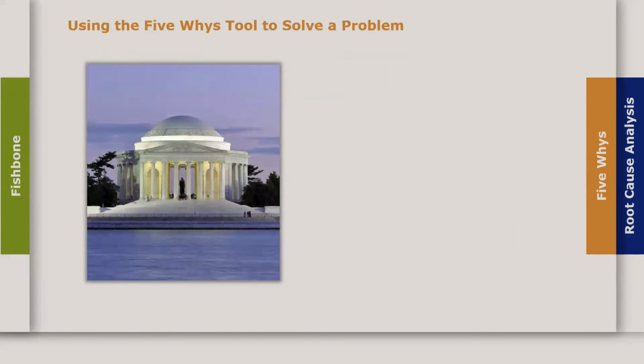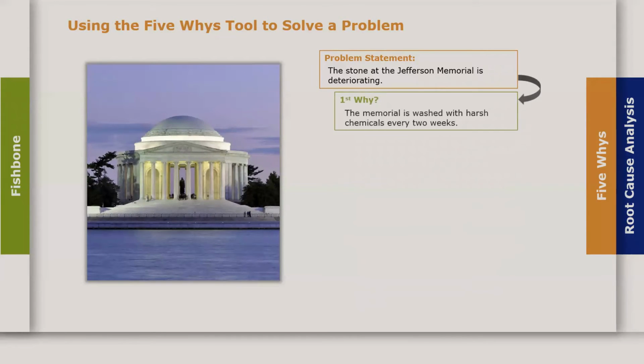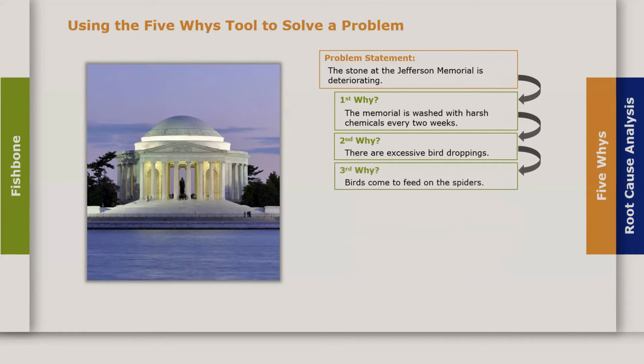Let's look at a real-world scenario and apply the 5 Whys approach to solve the problem. In 1989, a group of consultants were hired to solve a problem. The stone and marble at the Jefferson Memorial were deteriorating. Consultants then began asking why. Why was the memorial deteriorating so quickly? And they discovered the memorial was washed with harsh chemicals every 2 weeks. Why was the memorial washed with harsh chemicals every 2 weeks? Because there was an excessive amount of bird droppings. Why were there so many bird droppings? Because the birds came to feed on the numerous spiders.